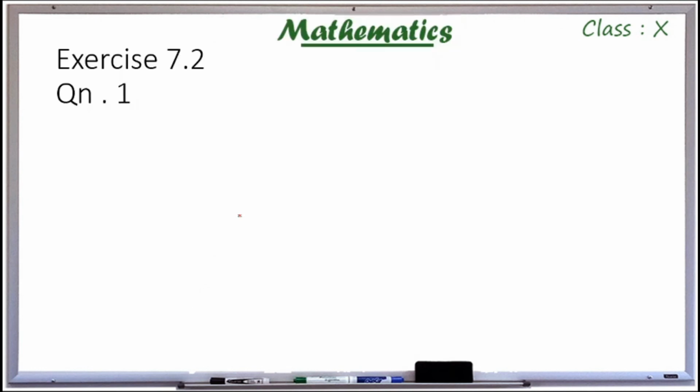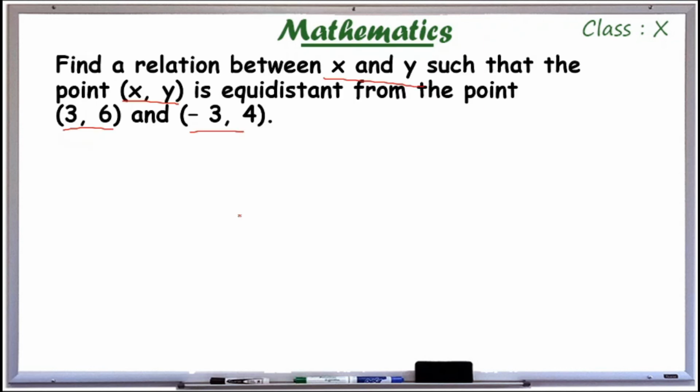Also do a homework from your textbook, exercise 7.2, question number 1, and it is available on page number 167. You have to find the point which divides -1, 7 and 4, -3 in the ratio 2:3. You have 2 homeworks. Do this homework and send me through WhatsApp, and within 1 or 2 classes we will finish this chapter, so study well.